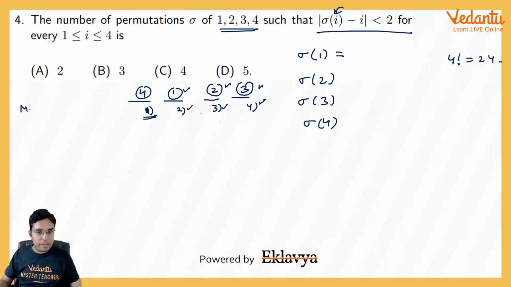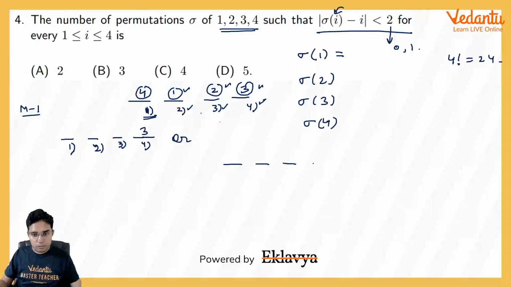My first method is, I will be putting the last place first, because my difference can be either 1 or 0. They are saying less than 2, and sigma(i) will be an integer, i is an integer, so this will be either 0 or 1. So at this place 4, either I can put 3 or I can put 4. I hope that is clear.